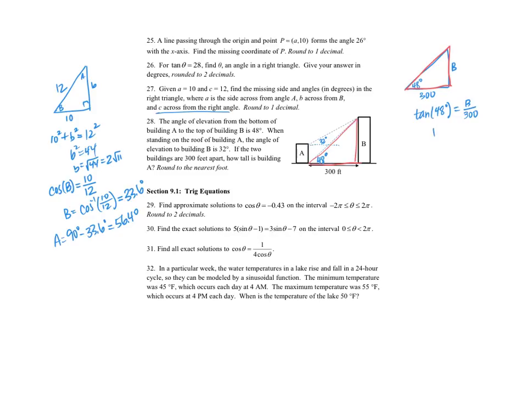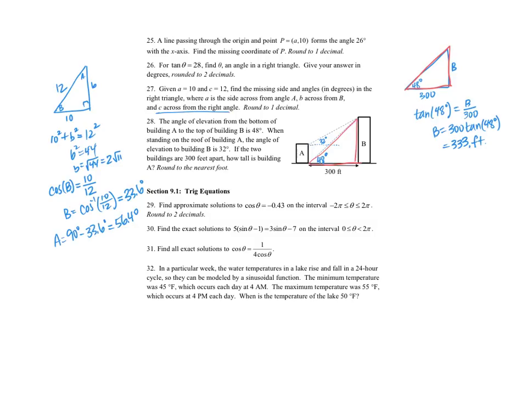And so I know that B is equal to 300 tangent of 48 degrees. Oops, that's a degree symbol. And so that is 333.81. Round to the nearest foot. So 333 feet. Okay. And now I know that height.